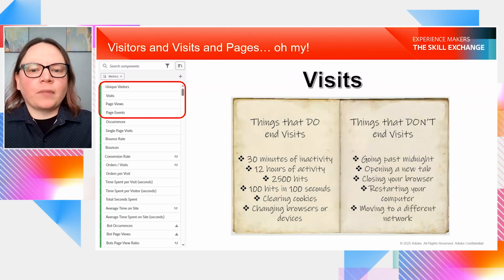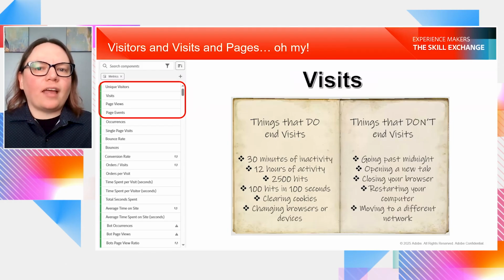Next is visits. We know that a browsing session continues until there's 30 minutes of inactivity, but there are a lot of other things as well that can cause a visit to end. If there's 12 hours of continuous activity, at that 12-hour mark, the visit ends and any subsequent activity starts a new visit. Another way for a visit to end is if there's 2,500 hits. Once you hit 2,501, you've got a new visit. The next way is if there's 100 hits in 100 seconds, although traffic this rapid is typically bot traffic.